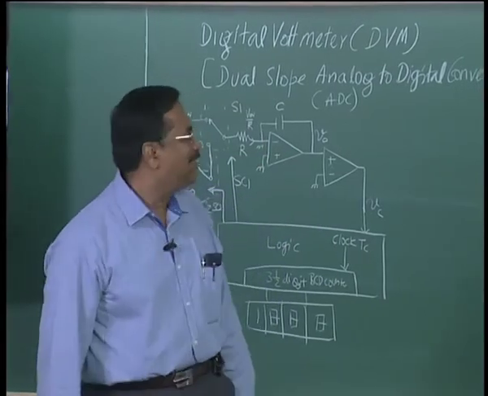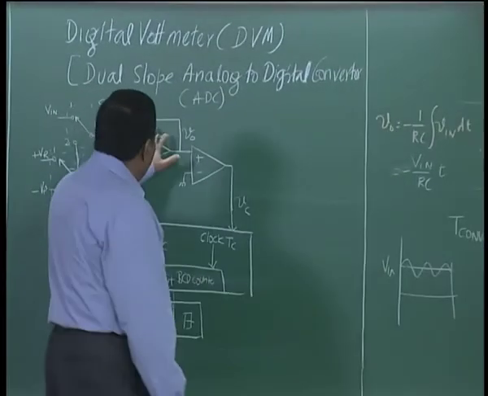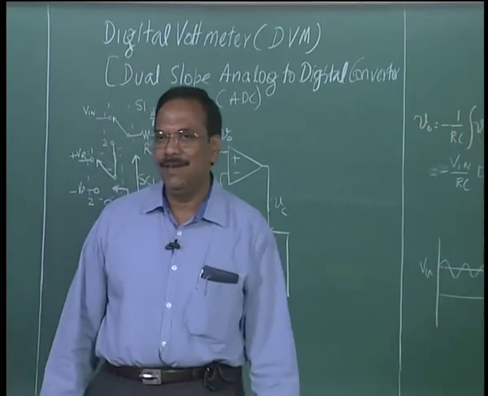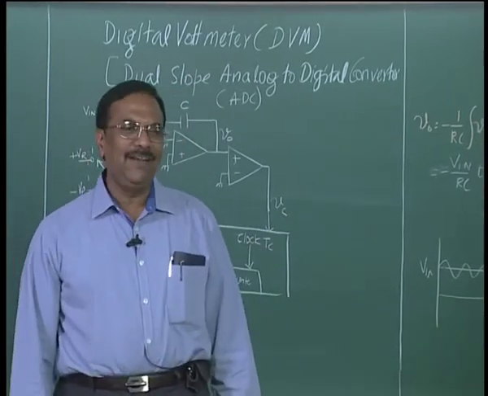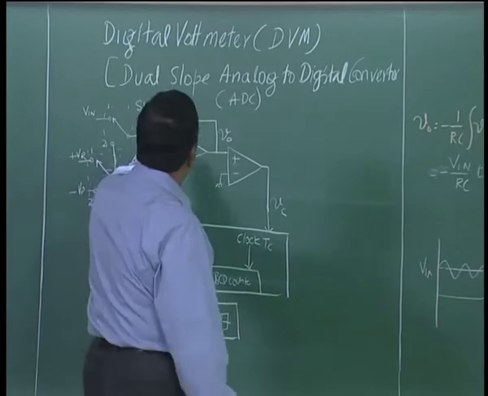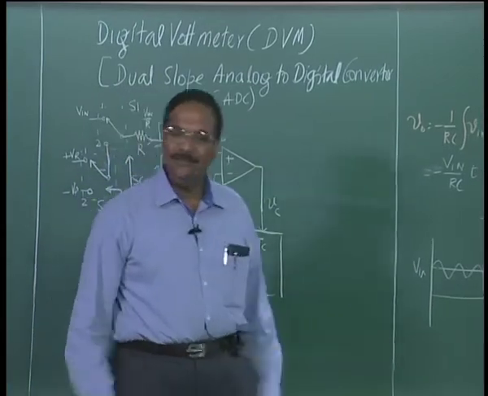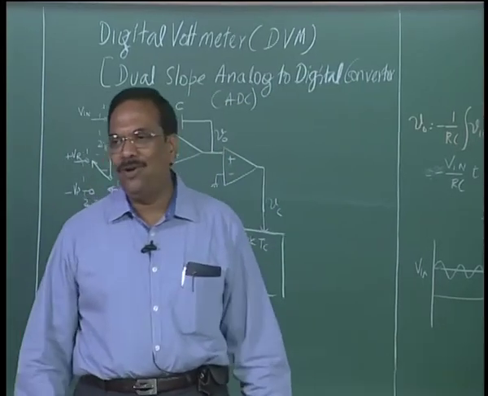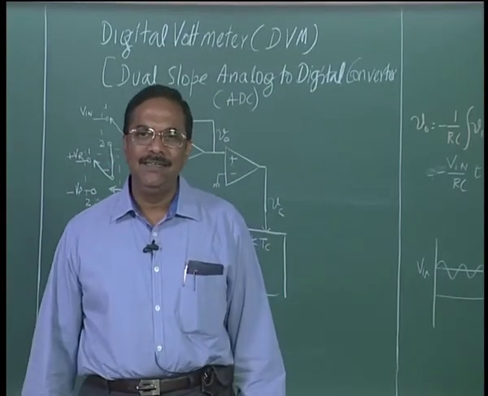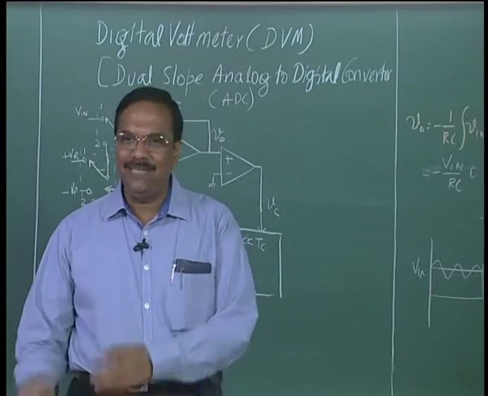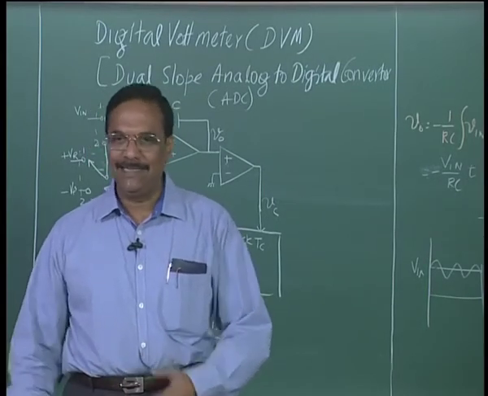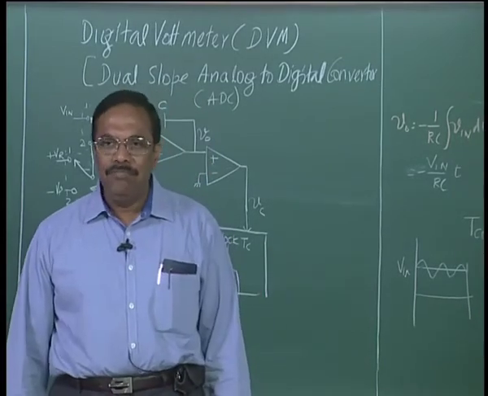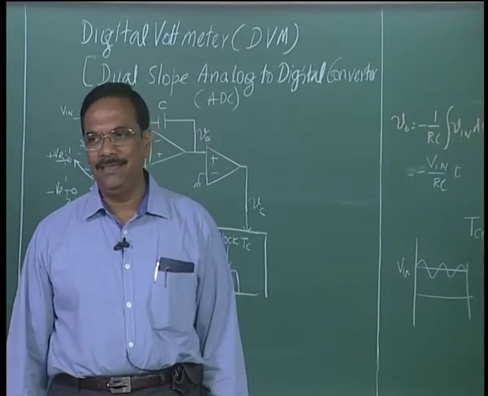I said we start with 0 voltage across the capacitor. One way of ensuring this is to put a switch across the capacitor, close the switch, short the capacitor, make it 0, and open the switch. That is a little more tedious, especially when you want to integrate it into an IC. So, people found another method.